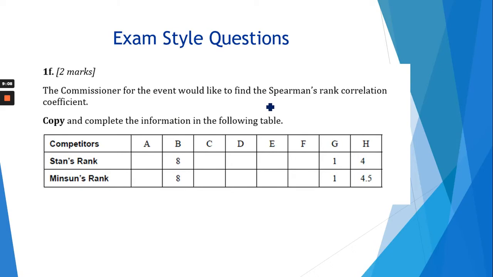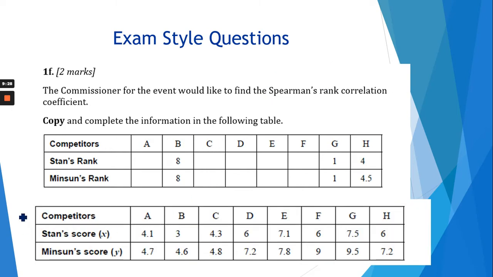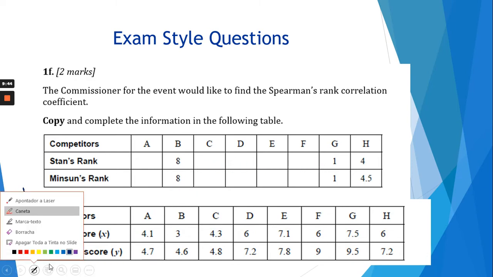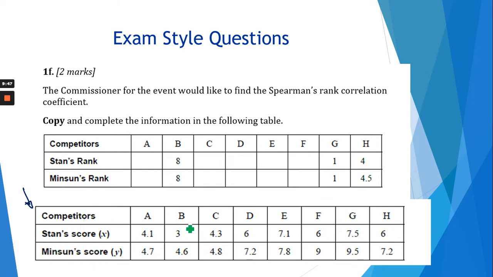The commissioner for the event would like to find the Spearman's rank correlation coefficient. So now we want the Spearman's rank, which is RS, remembering that this one has to follow a rank. So we're going to get the same data and put here the other table, the original table that we used to find the Pearson's correlation coefficient. We're going to now use the first, second, third until the eighth and find out the numbers according to what we did before.